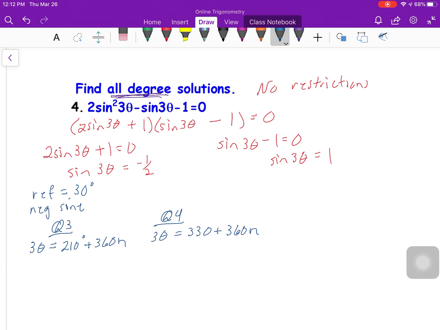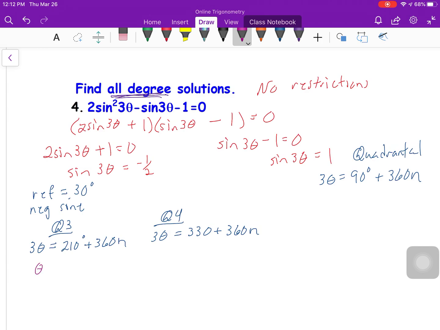factor, sine 3 theta equals 1, that one is quadrantal. And the quadrantal angle that has a sine equal to 1 is 90. So we will have 3 theta equals 90 degrees plus our 360n. And then we have to go back and finish each of them. So to finish each of them, we divide by 3.